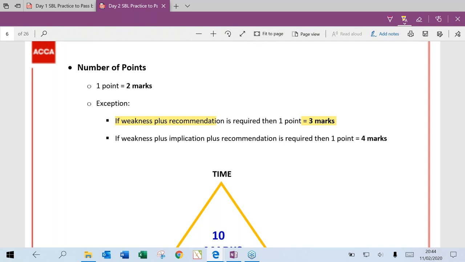And in certain questions, you are expected to identify weakness plus implication plus recommendation. Now the 3 things are required. In those cases, I will go for 4 marks for each point. But by and large, as a rule of thumb, I would suggest 2 marks for 1 point.